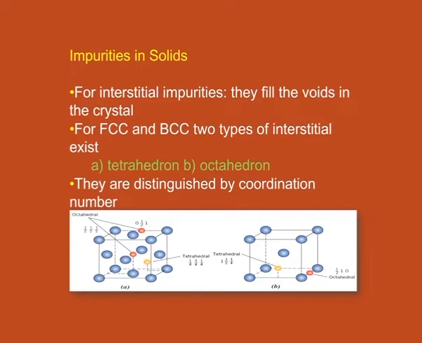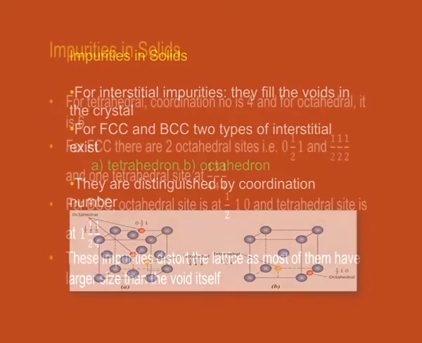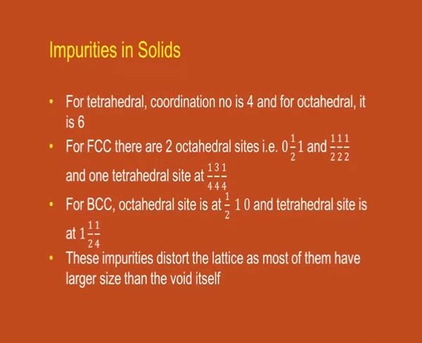If we take, for example, the coordination number for both octahedron and tetrahedron interstitials, then for tetrahedral interstitial the coordination number is 4, whereas for octahedral the coordination number is 6.